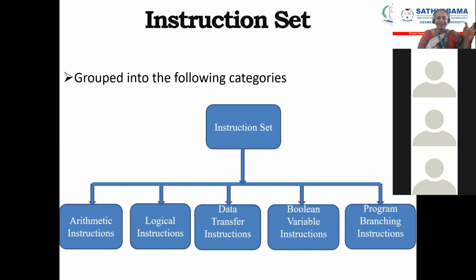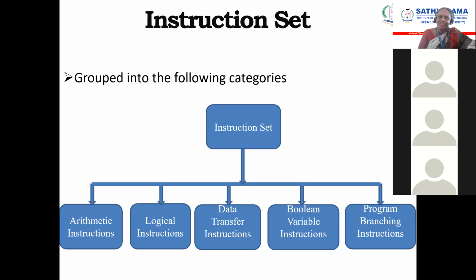So instruction set, we have 5 types of instruction sets. Can anyone tell arithmetic instructions? Kindly unmute your audio and tell arithmetic instructions now. What are the instructions we will see, ma? Add, subtract, addition, multiplication. Here in 8051 we have very important instructions, MUL and DIV, multiplication and division. So arithmetic instructions will do addition, subtraction, multiplication and division.